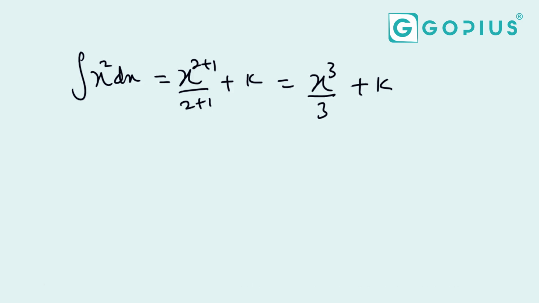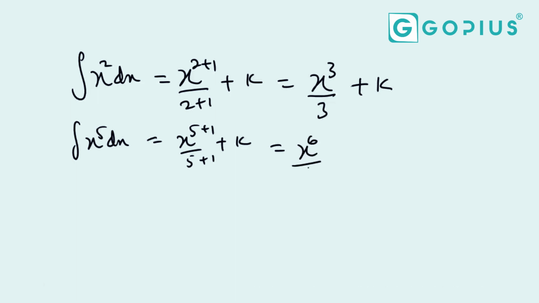Now the integral of x raised to the power 5 dx, another example, is x raised to the power 5 plus 1 divided by 5 plus 1, plus k. You can use k, you can use c, you can use any letter you want, different from x, as your constant. So you always add 1 to the power of x and divide by that. So this equals x raised to the power 5 plus 1, which is x raised to the power 6, divided by 6, plus k. That gives us the integral of x raised to the power 5 dx.